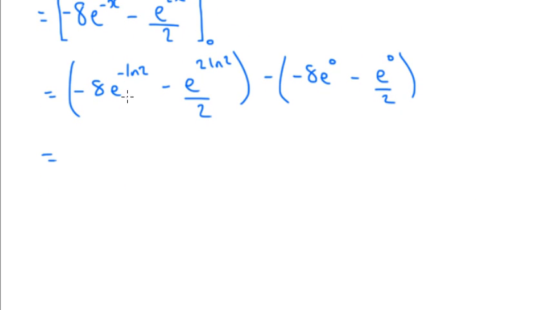You can do this on your calculator or not, but e to the power of minus natural log of 2 is going to be the same as e to the power of the natural log of a half, because of 2 to the power of -1, and e to the natural log of a half is going to be a half. So we've got -8 times by a half. Same thing here, e to the 2 ln 2 is going to come out as the value 4, because it's the same as e to the natural log of 2 squared, and 2 squared is 4. So that's going to be 4 over 2.